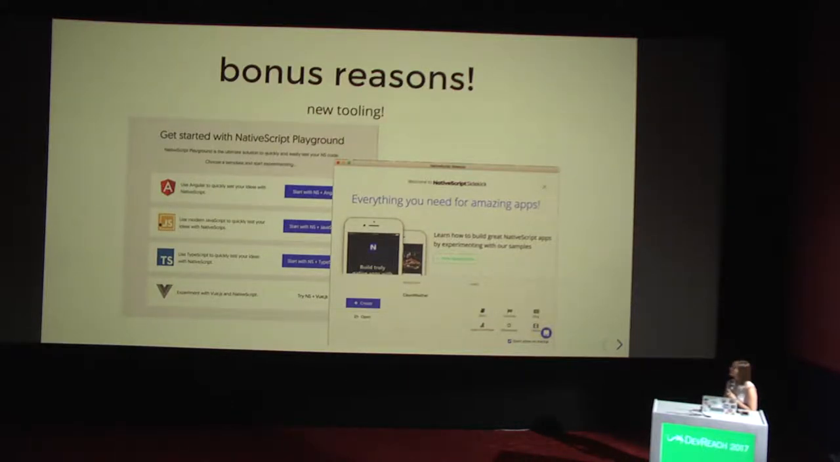And then once you're ready to start putting pedal to the metal, as we say, when your CLI is installed and your SDKs are in place, then you can use NativeScript Sidekick, which is a great desktop application that gives you everything that you need to take your app from zero to the App Store. It helps you manage your plugins, your assets, all the good stuff that you're going to need to make your app extra special.